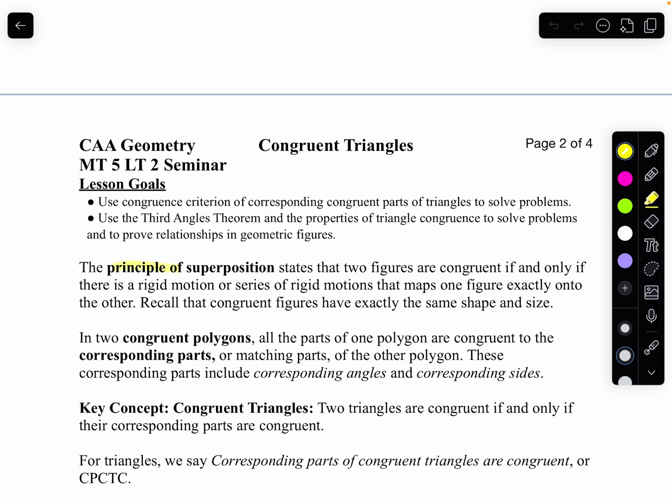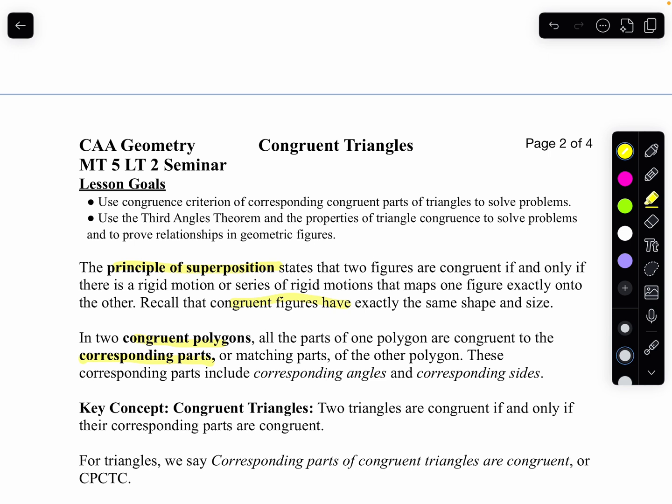The principle of superposition says if I can take a shape and I can do transformations where I can move one shape onto the other, well, those shapes are congruent. That's all it says. Now, if you have 2 congruent polygons, we know all the corresponding parts are congruent. Not all the parts. You can't just say every part. But if they're in the same part of the diagram, they're congruent.